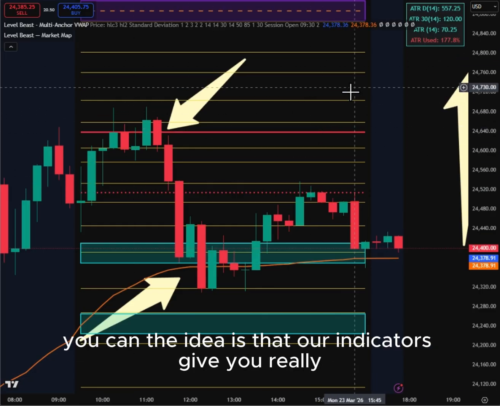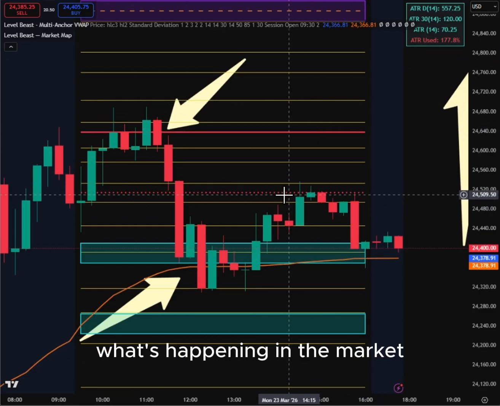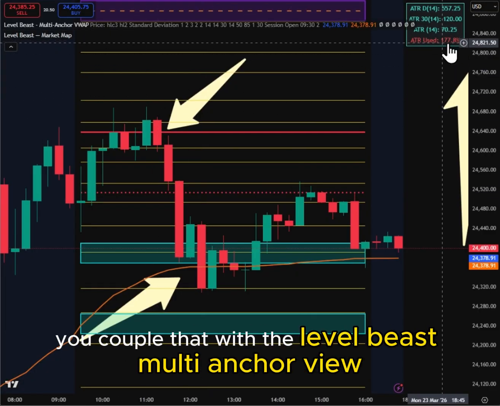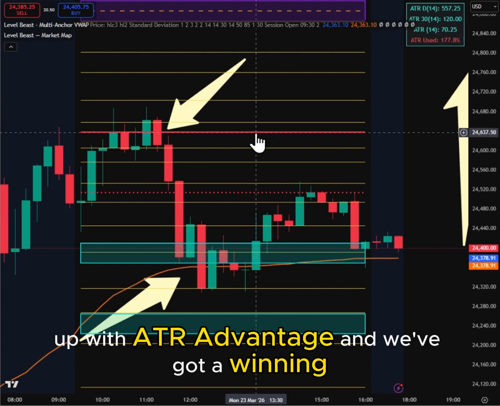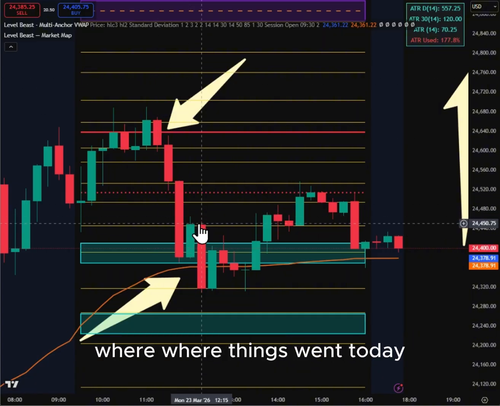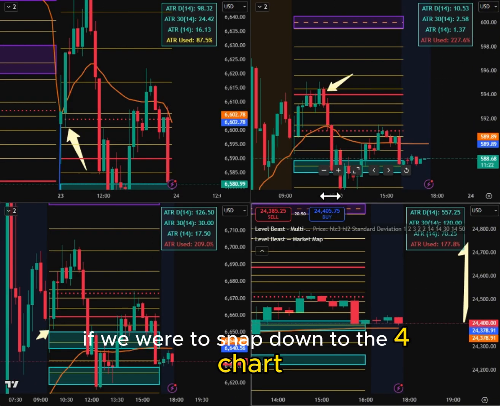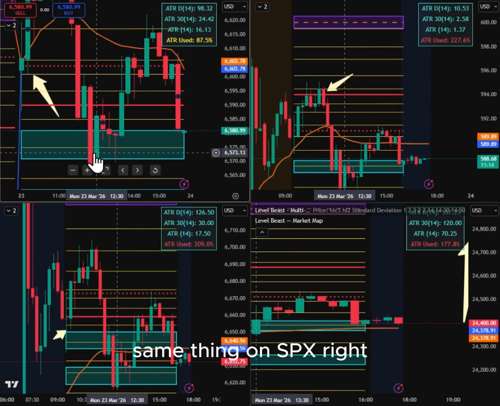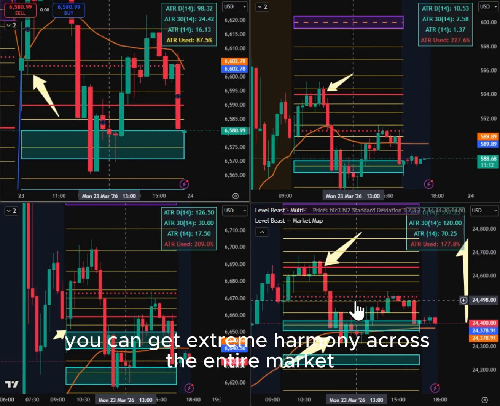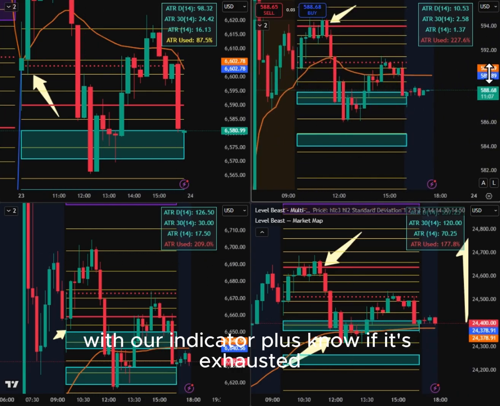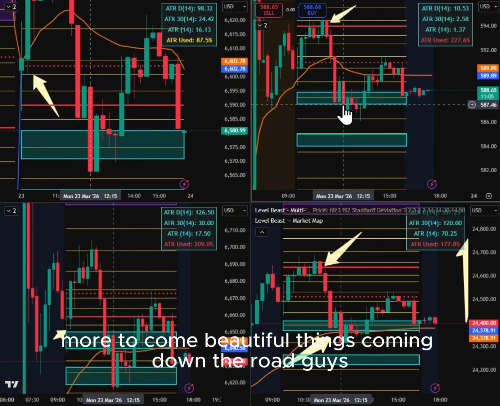The idea is that our indicators give you really what's happening in the market. So this is the Level Beast market map indicator. You couple that with the Level Beast multi-anchor VWAP with ATR Advantage, and we've got a winning system. So we really are proud of the levels today. We're proud of where things went today. If we were to snap down to the 4 chart, you'll see it's same thing off our magnet levels there on ES, same thing on SPX, right? Variance zone shows the reversal. You can get extreme harmony across the entire market with our indicator, plus know if it's exhausted, more to come.